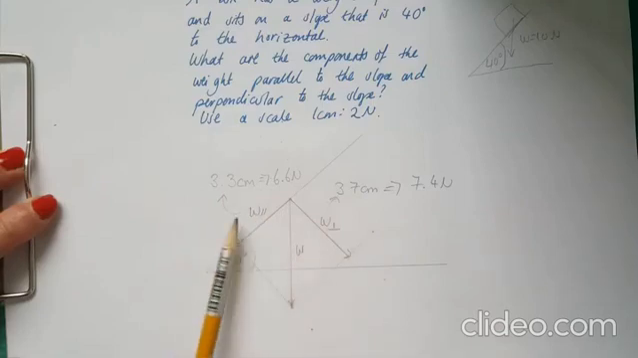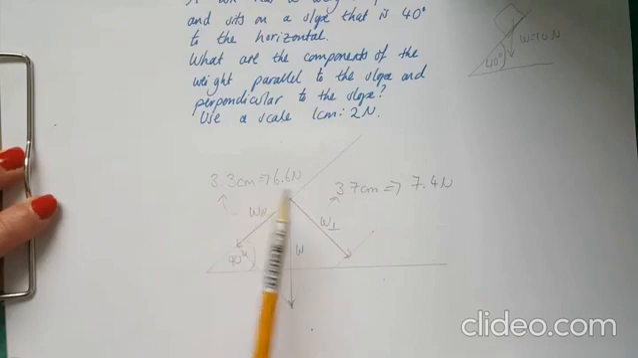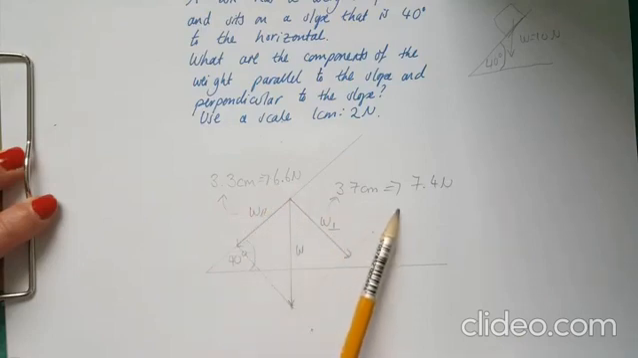So the component of the weight that is parallel to the slope is 6.6 newtons, and the component of the weight that is perpendicular to the slope is 7.4 newtons.